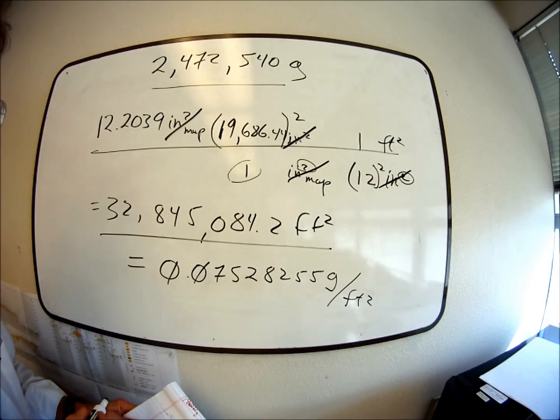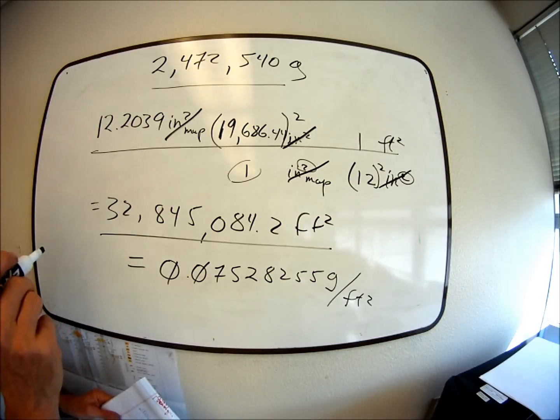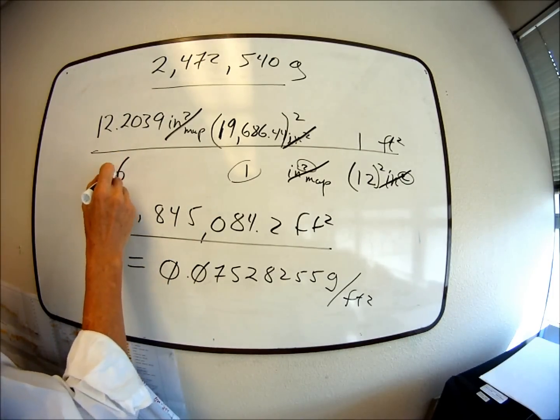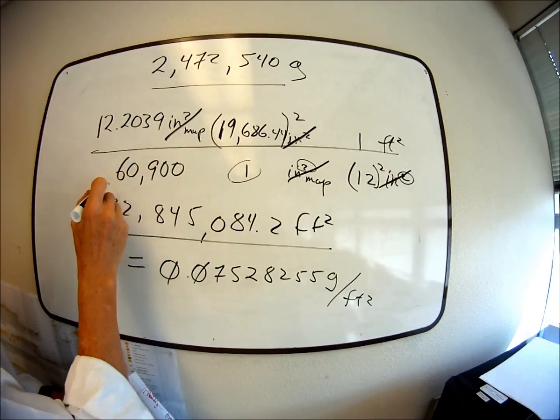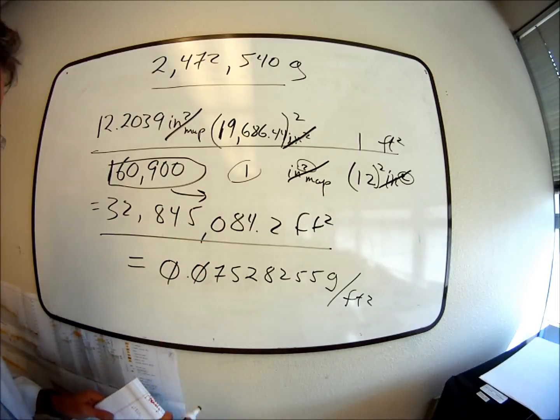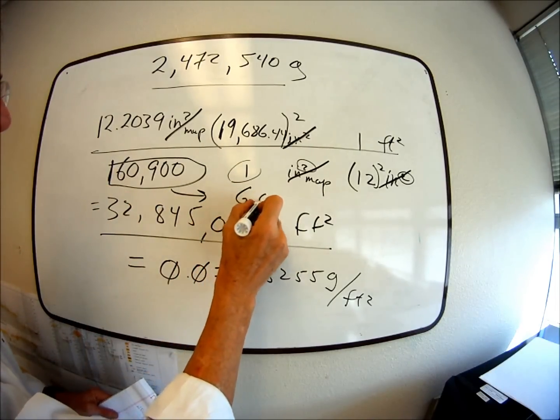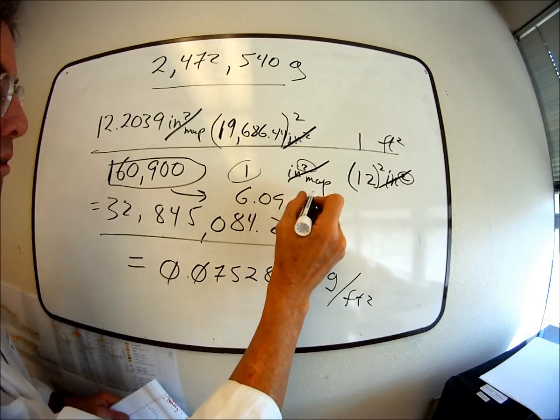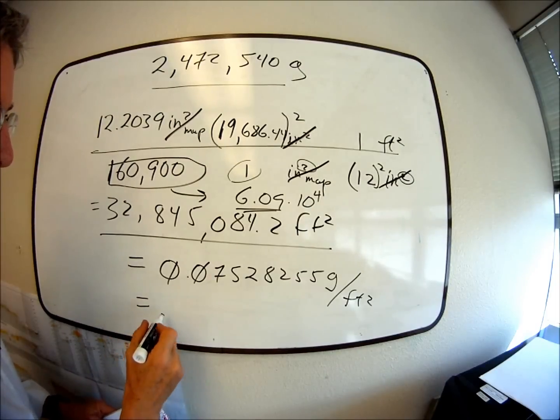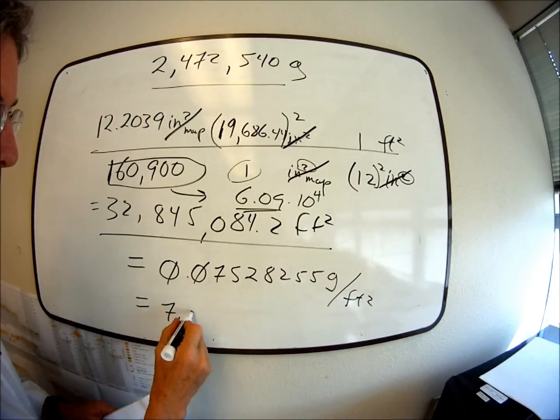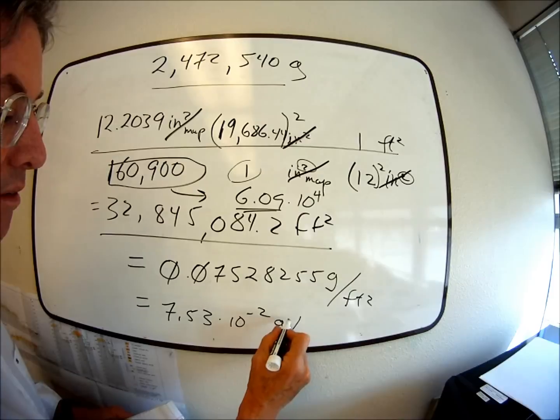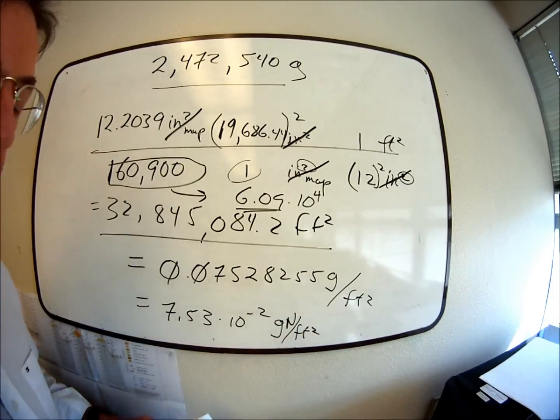Remember though, we have to worry about significant figures, and the part of the calculation that determines our significant figures really is this one. It's where we had 60,900 people. If you look at this, put it in scientific notation, we have 6.09 times 10 to the 4th. You can see that we have 3 significant figures. So we'll put this in 3 significant figures, which is 7.53 times 10 to the minus 2 grams of nitrogen per foot squared. And that's how it's done.